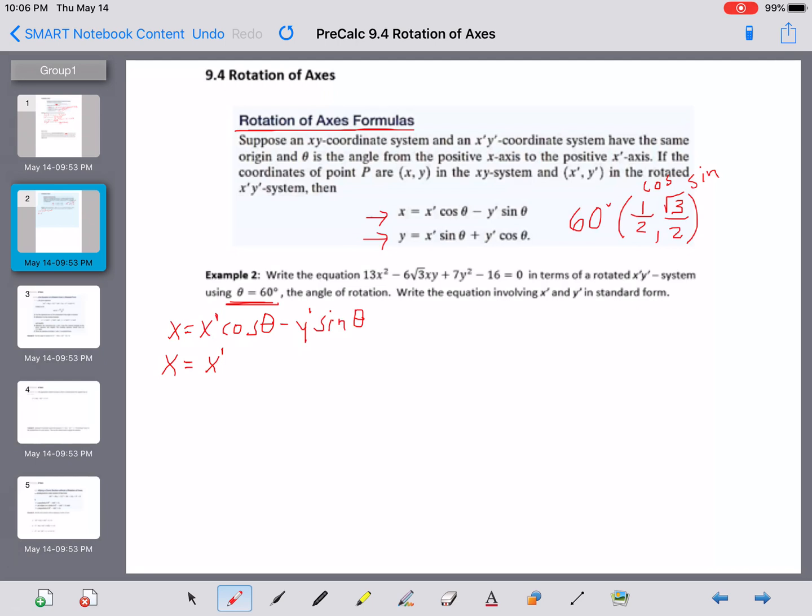The cosine of 60 degrees now, because that's my angle of rotation, minus y prime, the sine of 60 degrees, because again, that y prime is not going anywhere either. All right, let's do what we can. I don't know my x prime, but my cosine of 60 is 1/2. My y prime, my sine of 60 is radical 3 over 2.